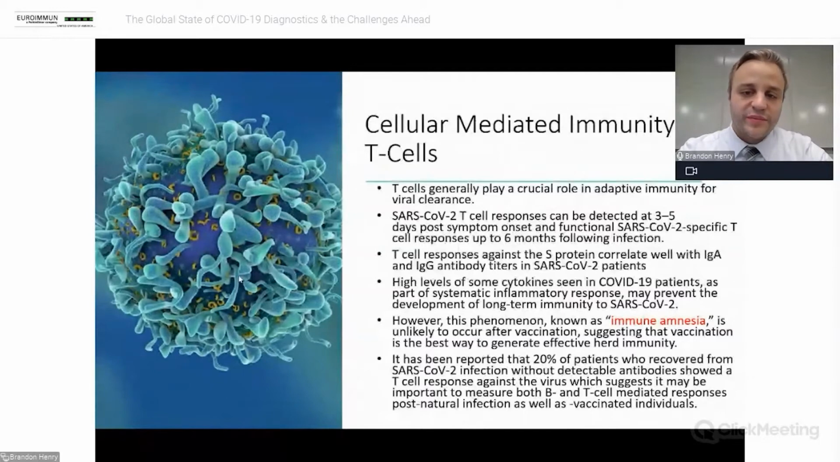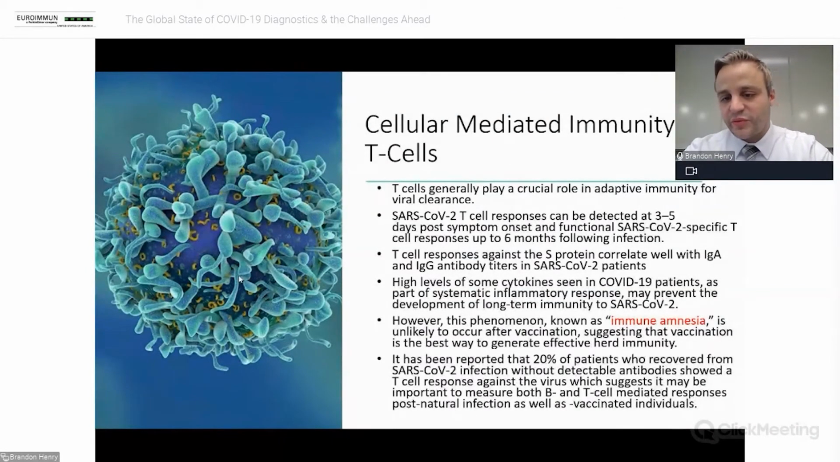High levels, though, of some cytokines seen in COVID-19 patients as part of the systemic inflammatory response, the hypercytokinemia, may prevent the development of long-term immunity to SARS-CoV-2. This phenomenon, which we'll call immune amnesia, is unlikely to occur after vaccination, really suggesting that vaccination is definitely the best way to generate effective herd immunity. So when you hear people say, well, I've been infected, I had COVID-19, so I don't need to get the vaccine, well, no, because you may not have had such great T cell responses, and T cells likely play an important role, I should say, in the overall immune protection that you get following vaccination or an infection with an infectious disease.